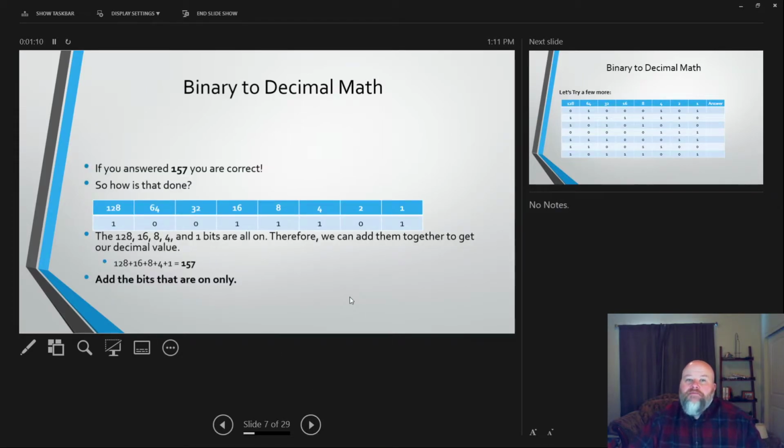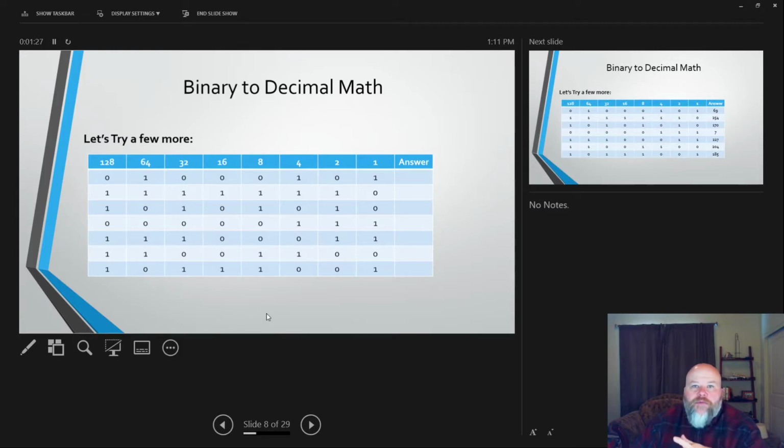In the next slide, we see that's correct, and it explains it right here. If the bit is on, then we're going to apply the value of that bit to the total. We are only going to add the bits that are on. So let's try a few more. I'd like you to work your way through these, pause the video, and then see if your answers match what we have in the next slide.